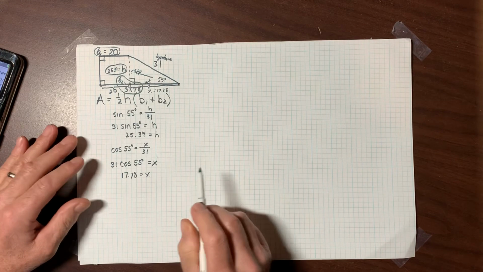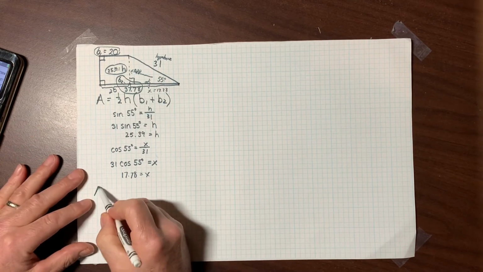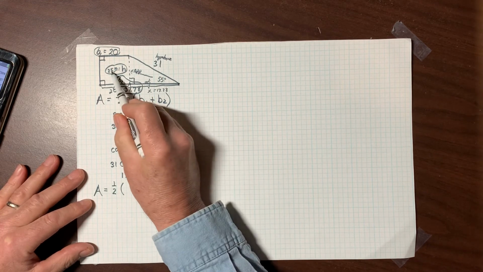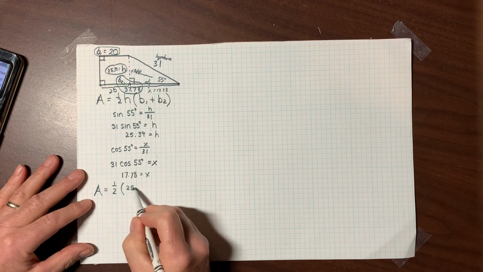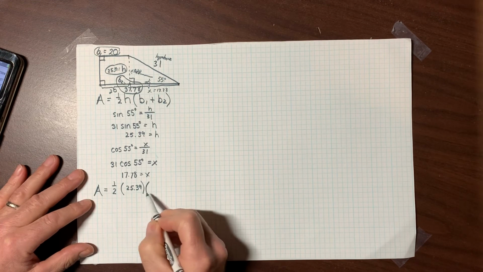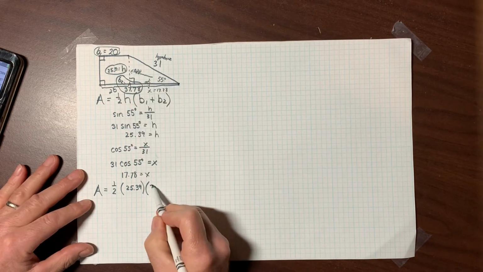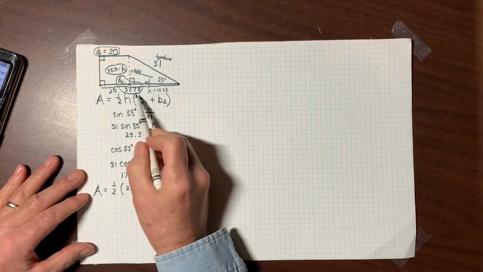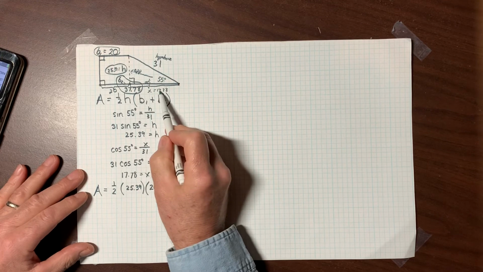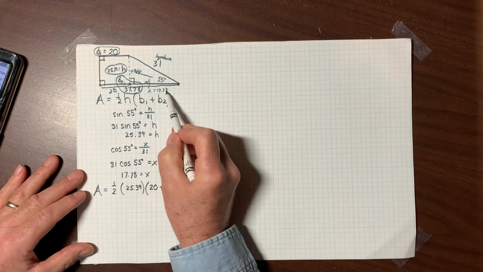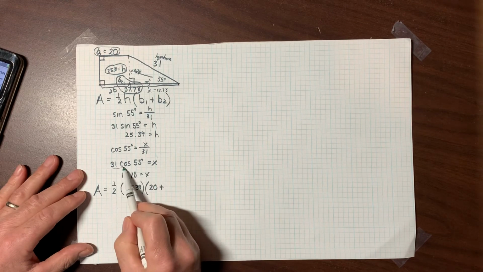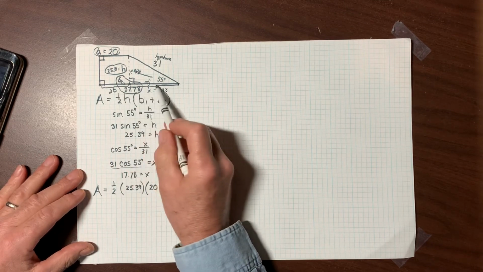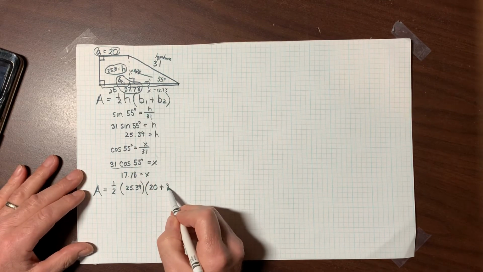All right, I've collected all the values I need. I'm ready to go. Area equals 1/2 times the height, which is 25.39, times the sum of the bases. B sub 1 was given. It's a nice friendly whole number, 20. Plus the bottom base. And once again, the bottom base is the sum of the 20 and the 17.78. The 17.78 was the value we got by using a little cosine relationship. But when I add that to 20, I'm going to get the entire length of the bottom of this trapezoid, which is 37.78.